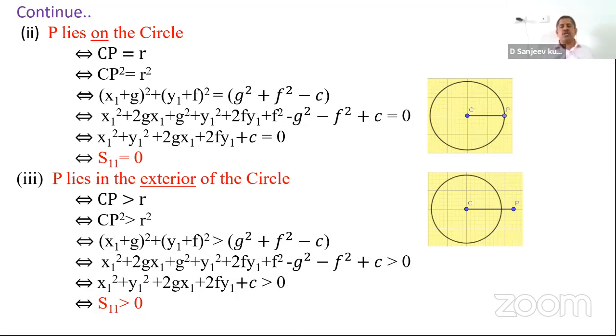Okay, so children, have you understood this theorem? To copy this, you can take a screenshot or you can revisit this video again.